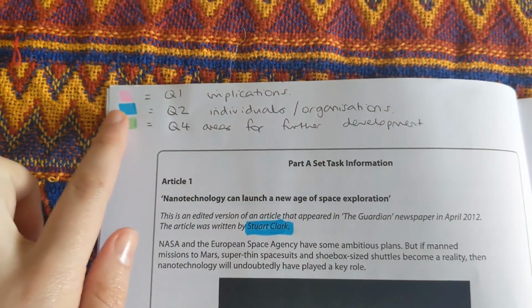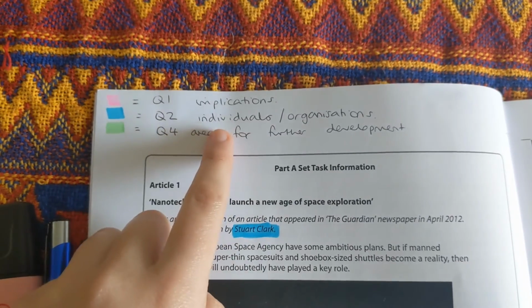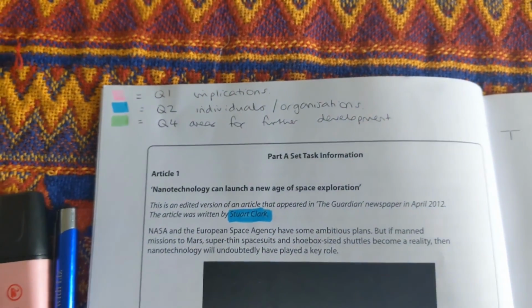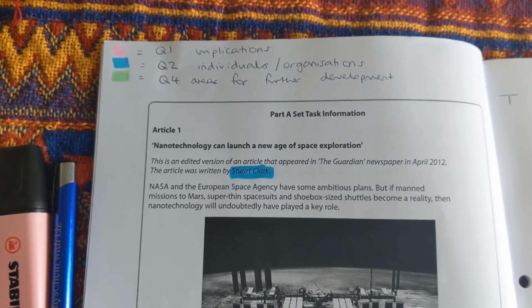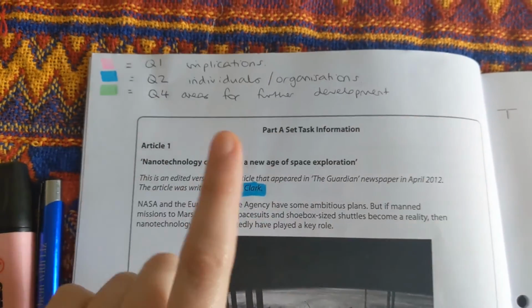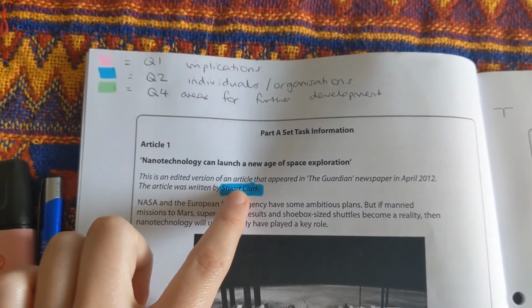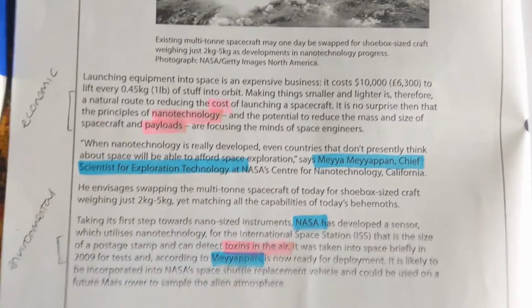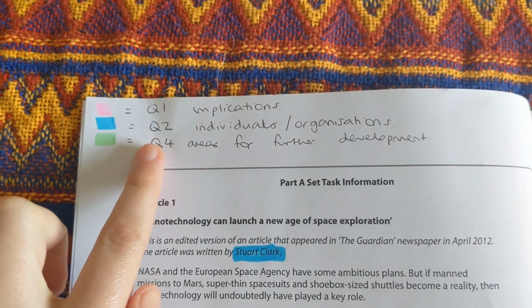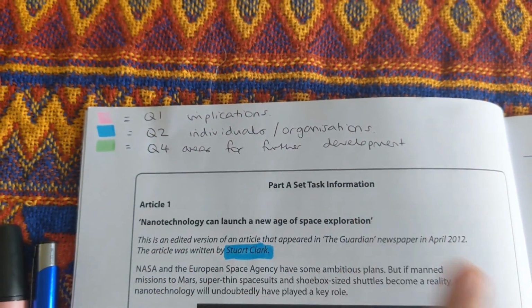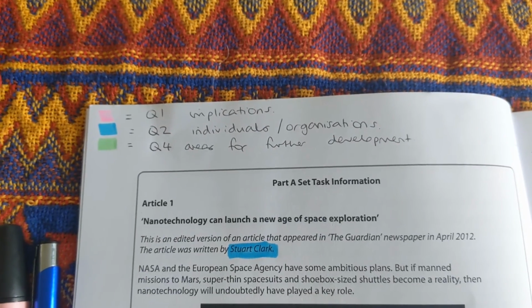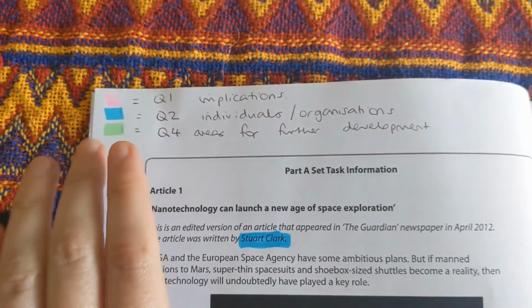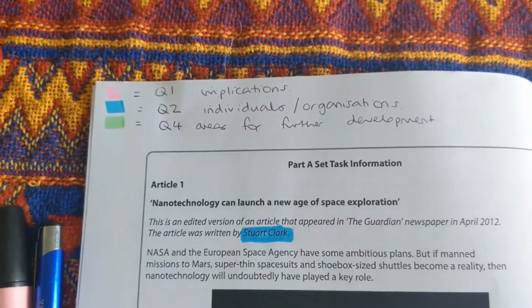Anything to do with question 2, which is about the individuals and organisations mentioned in any of the 3 articles, I'm going to highlight in blue. So you can see that I've highlighted in blue every time I've seen a person or an organisation mentioned. And then question 4, anything to do with any future research and further developments, I've chosen to highlight in green.